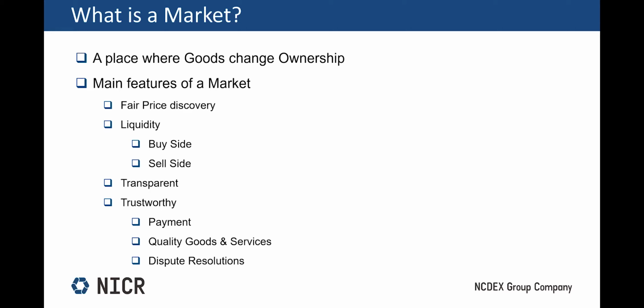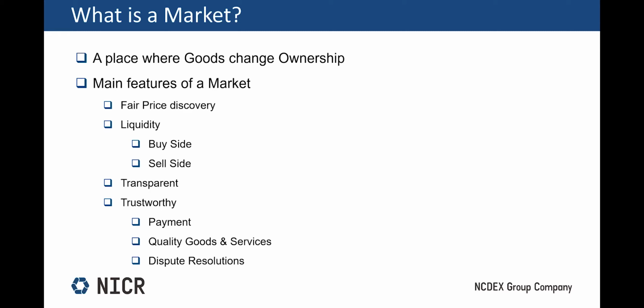Trustworthy means they ensure that the seller gets their payment at the right time, in the right format, under the right conditions. The goods which the buyers get should be of the quality which has already been determined. And if by chance there is any dispute during this transaction, there is a reasonable dispute resolution which takes place, which is unbiased and very timely in nature.